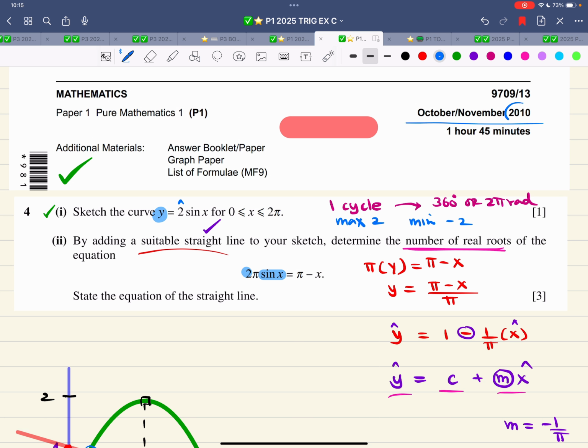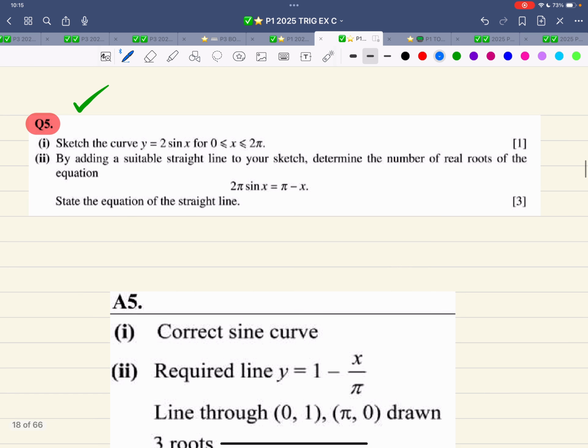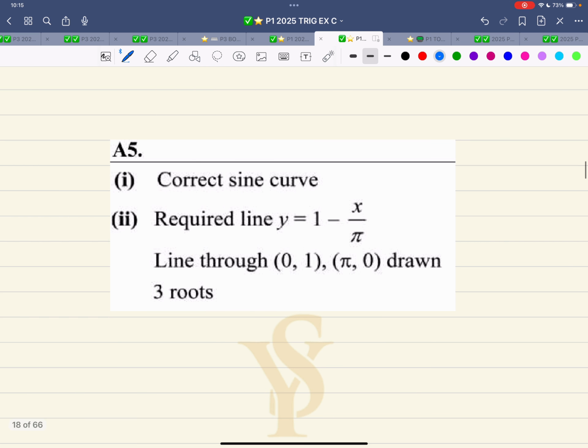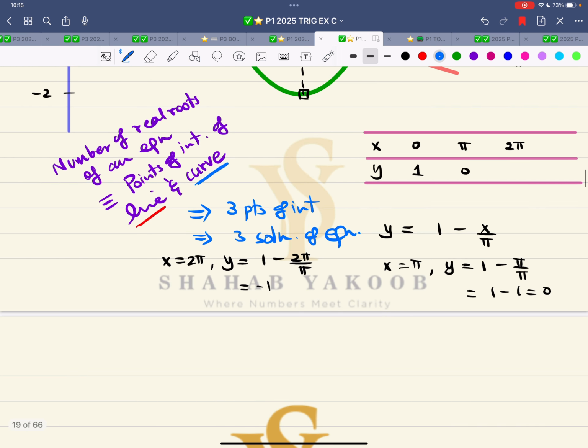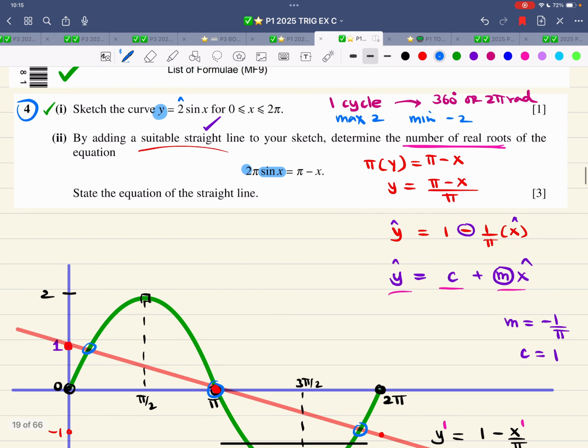This is from October, November 2010, variant 1-3, question number 4. And from the topical book, this is question number 5. Correct sine curve, required line. Line passes through 2 points, drawn 3 roots. That means 3 points of intersection. So 3 points of intersection means 3 solutions of the equation. And the word root or roots means solution or solutions of the equation. So that is how this question is done and dusted.